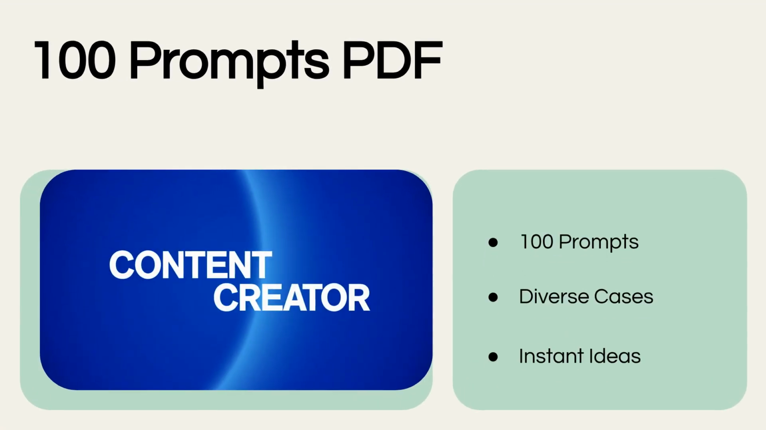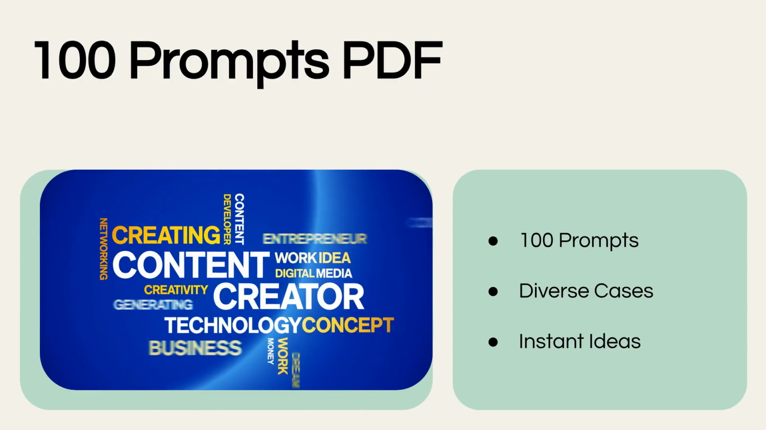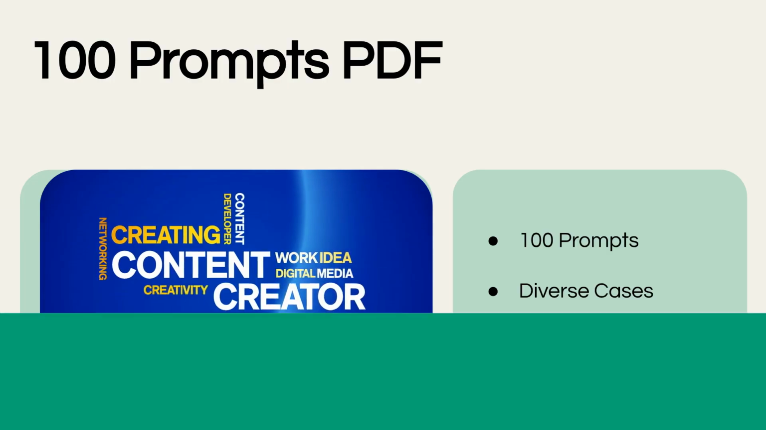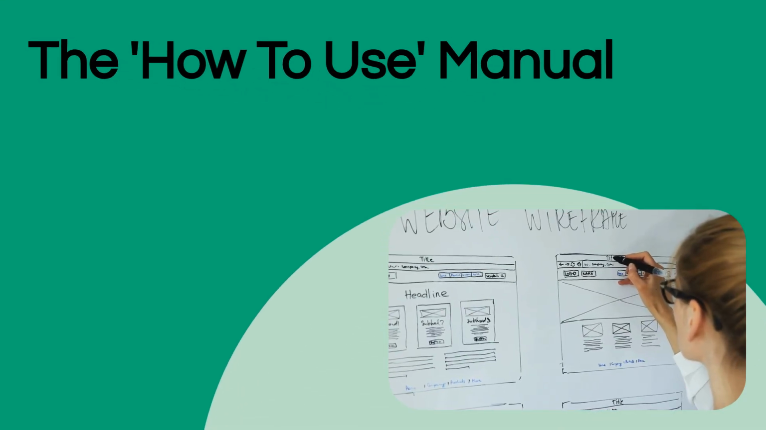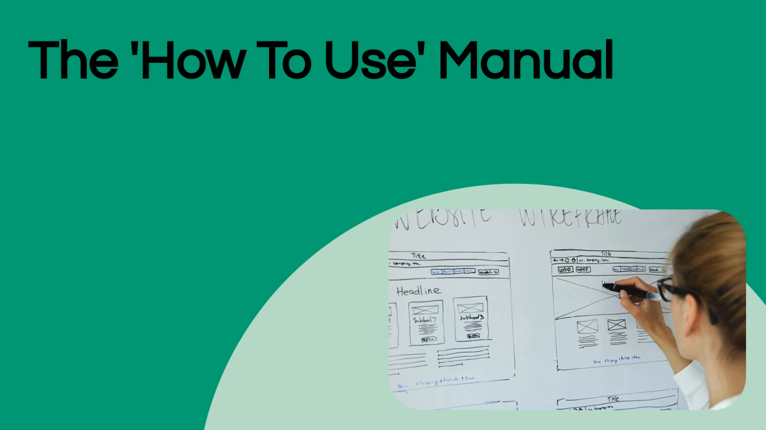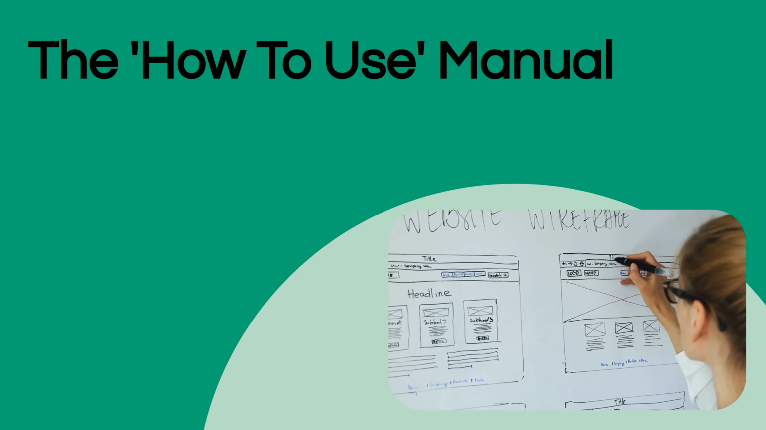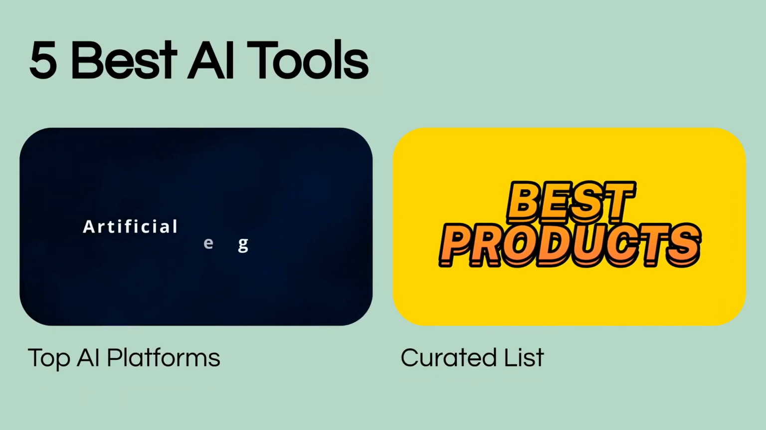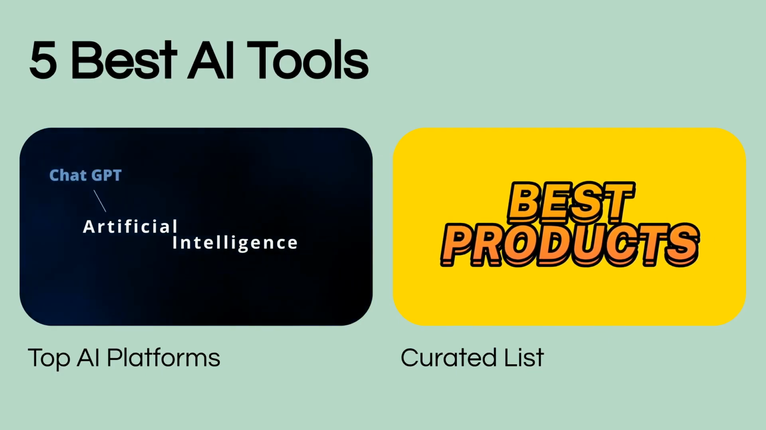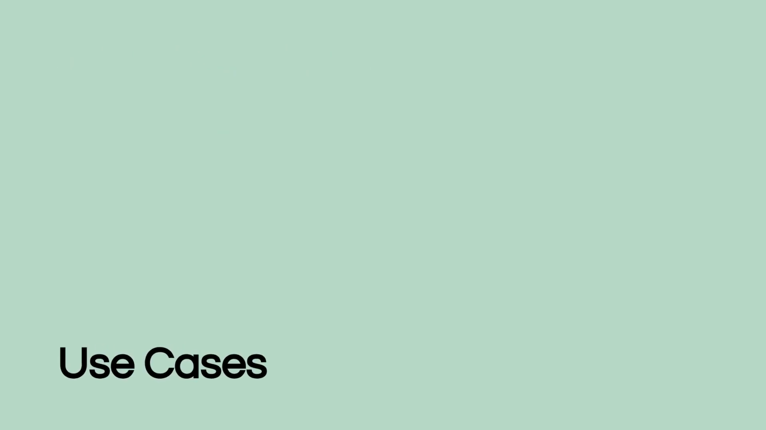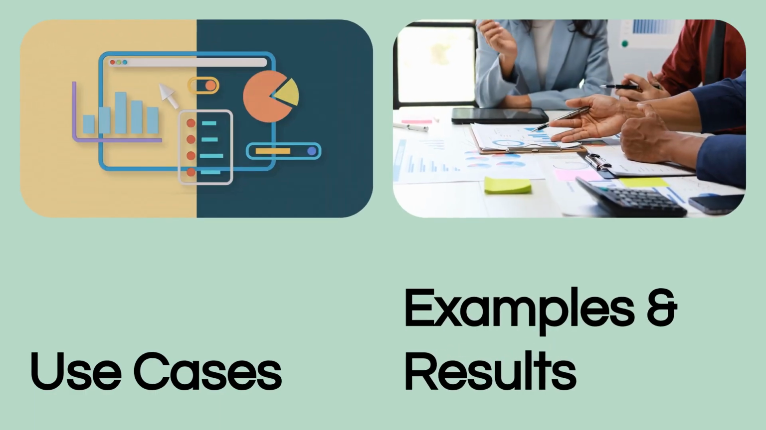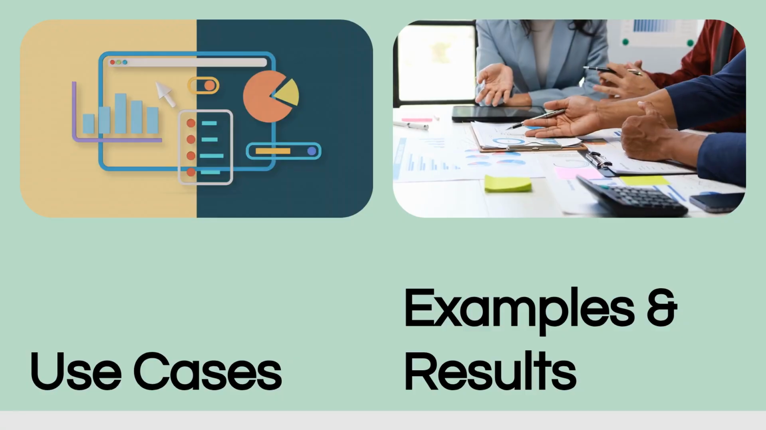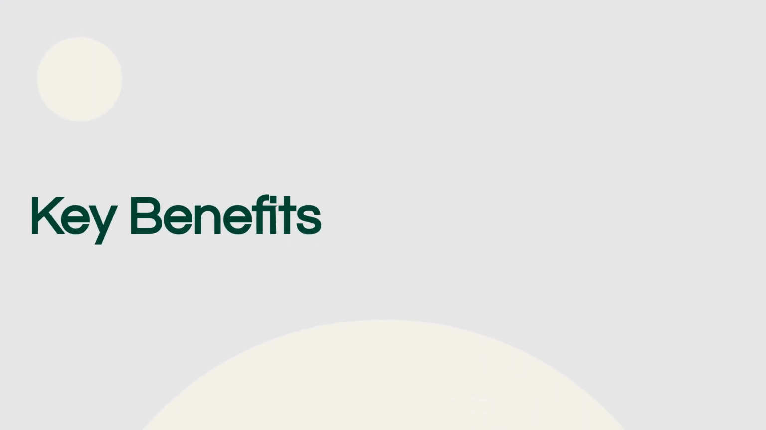First, you get a downloadable PDF with 100 high-impact prompts covering diverse use cases, giving you instant ideas for any project. Next, the essential How to Use manual guides you through mastering advanced prompting techniques, turning basic ideas into masterpiece outputs. We've also curated a list of the 5 best AI tools, explaining why they matter and how to integrate them into your workflow. Plus, gain immediate inspiration with real-world use cases and examples, showing you exactly the professional results you can achieve today. Why invest in the Curiosity AI Kit?